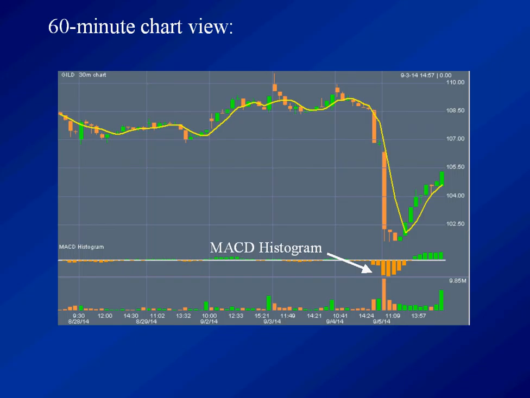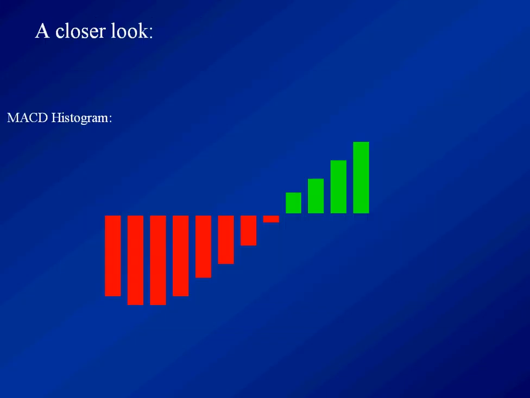Here's an even more powerful way, an indicator called the MACD histogram. It's one of my favorites. And the MACD histogram is really a series of bars that look like this. When the red starts going less red and then turns green, the stock has reversed, usually.